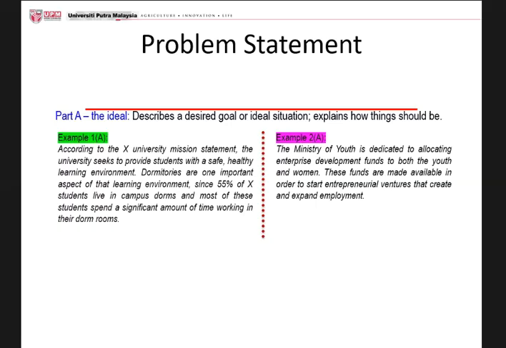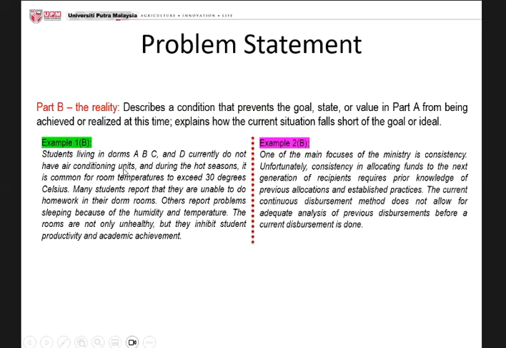So the ideal case here, according to this university mission statement, is that the university seeks to provide students with a safe, healthy learning environment. The materials are one important aspect of that learning environment, since 55% of ex-students live in the campus dorm, and most of these students spend a significant amount of time working in their dorm. So this is the ideal case. It cannot be just one sentence. It must have some extension, and then you do an example.